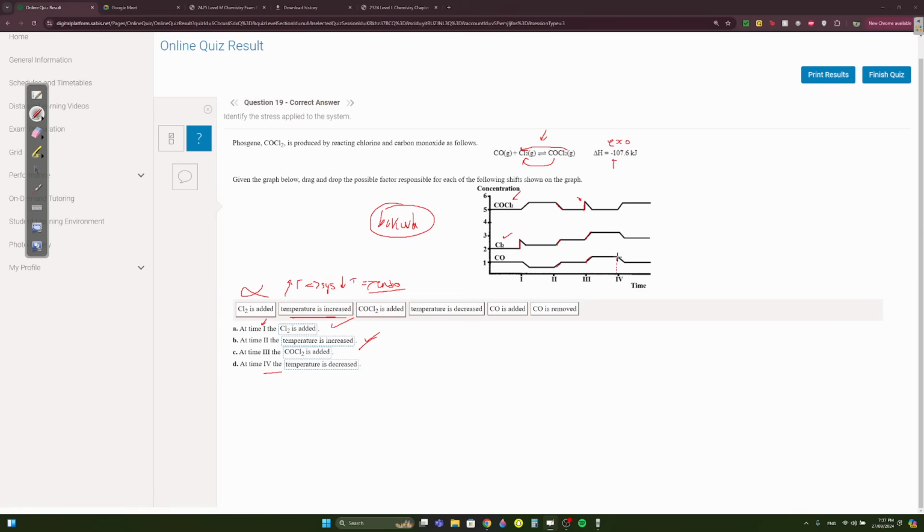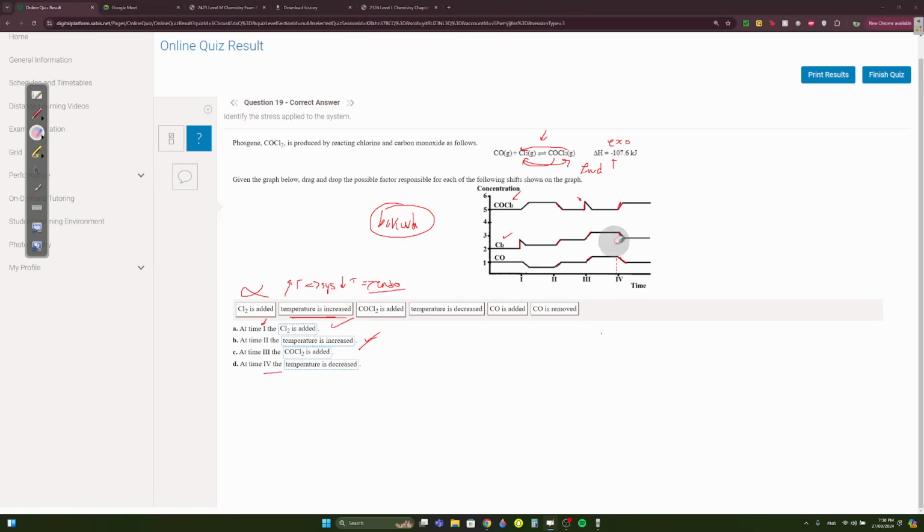At time IV, what happens here? CO is decreasing, Cl2 is decreasing, COCl2 is increasing. Okay, if product is increasing, it's moving forward. Let's see the only other choice here. If CO is added, CO is removed, it can't be these two, even though they may cause it to go forward, because we said if something is being added or removed, the graph would lag or it would spike.